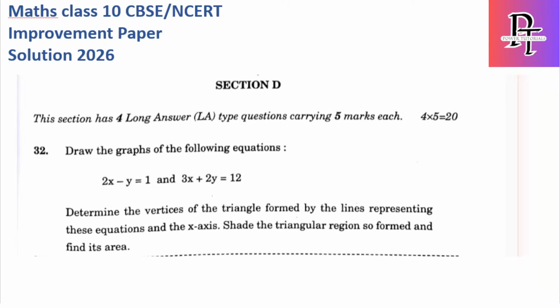Okay, so the first question of section D is a graphical question. Draw the graphs of the following equations. Determine the vertices of a triangle formed by the lines representing these equations and the x-axis. Shade the triangle region so formed and find its area. Let me get a graph sheet for this.